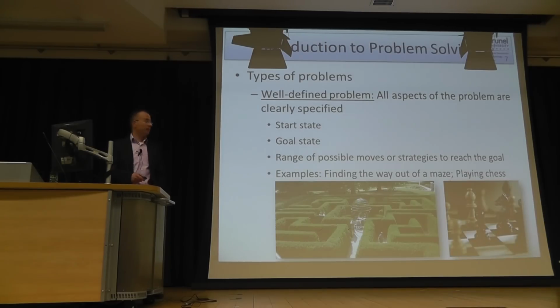Another example is playing chess. The goal state is clearly defined. The opponent must be brought to a state of checkmate, and all the moves of all the figures are defined, and the start state, you always start with the same setting. This shows that even well-defined problems may be extremely difficult problems, like chess. It doesn't mean that it's easy problems. It just means everything is clearly defined.